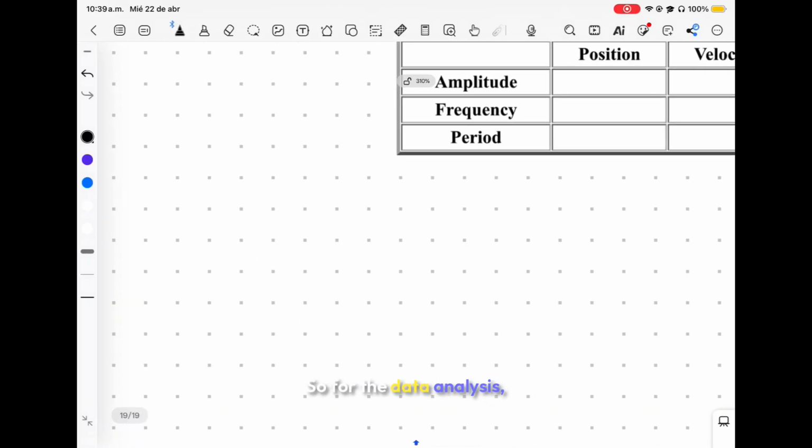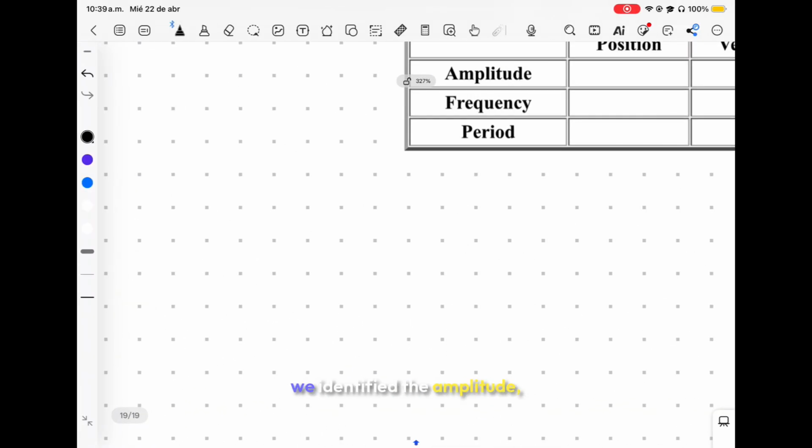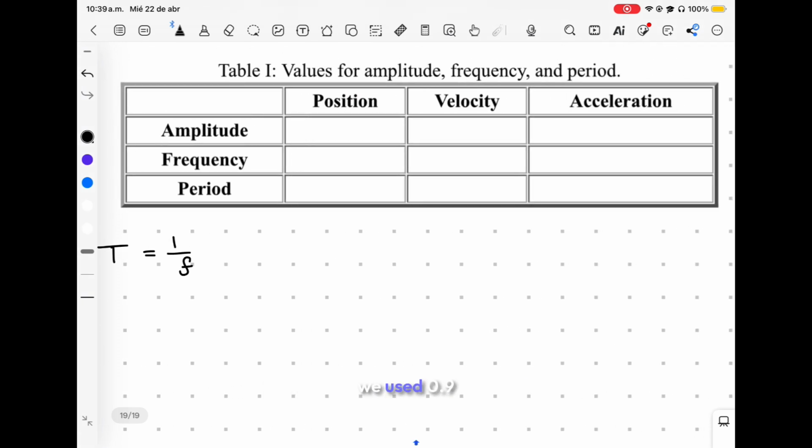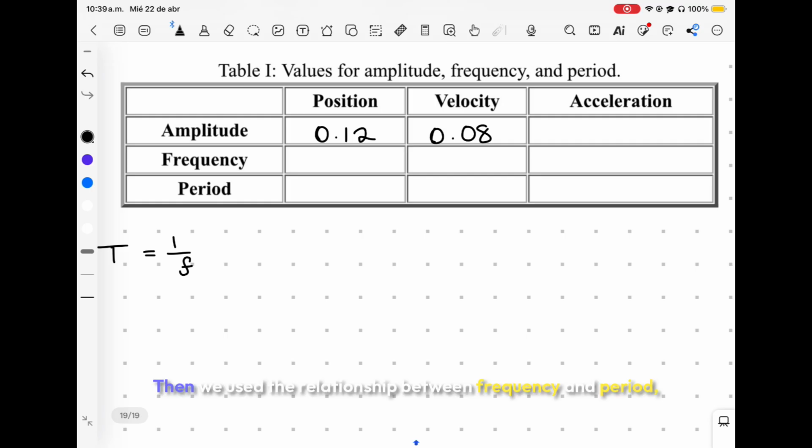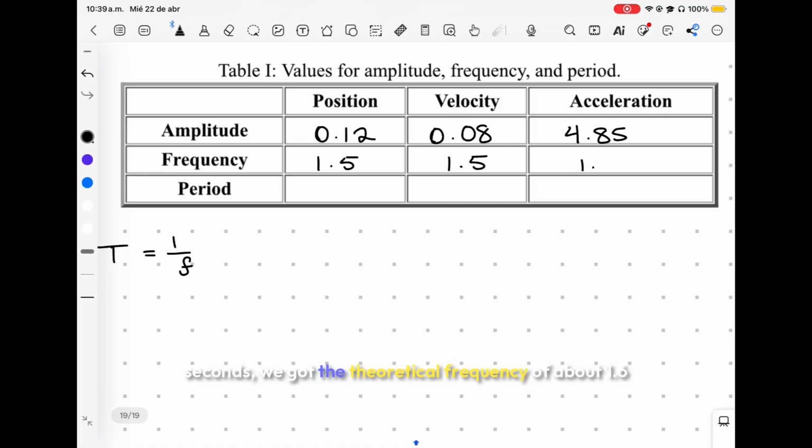For the data analysis, with each graph that we got, we identified the amplitude, period, and frequency. The period was measured by taking the time difference between 2 identical points in one complete cycle. For example, in the position graph, we used 0.9 seconds minus 0.3 seconds, which gave us a period of 0.6 seconds. Then we used the relationship between frequency and period, which is f = 1/T. Substituting the period of 0.6 seconds, we got a theoretical frequency of about 1.6 Hz.